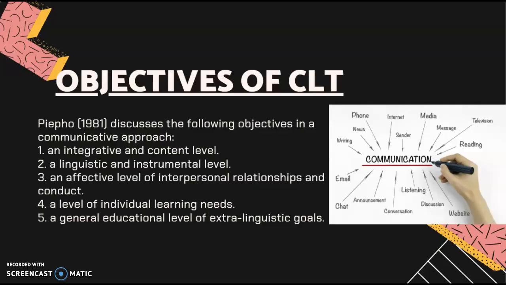The objectives. According to Piepho, the objectives are integrative and content level, linguistic and instrumental, affective and interpersonal relationship, individual, and general education.